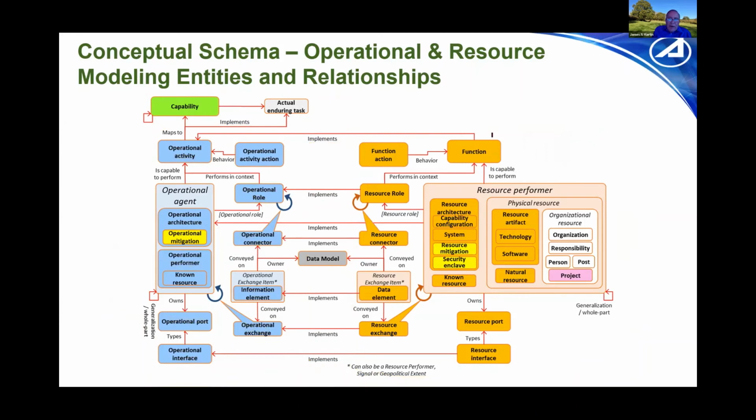So for example, you have a function here that can implement an operational activity. You can have a resource performer that can implement an operational agent. You can have a resource interface implement an operational interface. A data element can implement an information element. So that's the basic modeling pattern. System engineers tend to work on the right because they're dealing in the resource space, whereas they would probably work with people in operations. It could be mission architects or mission engineers, or it could be operators themselves who help define the operational architecture.